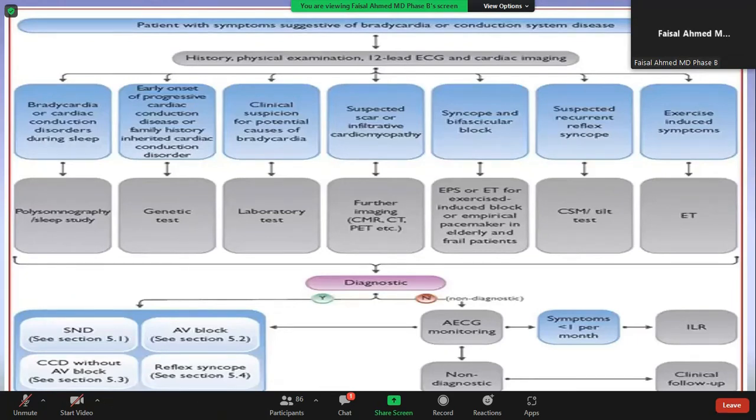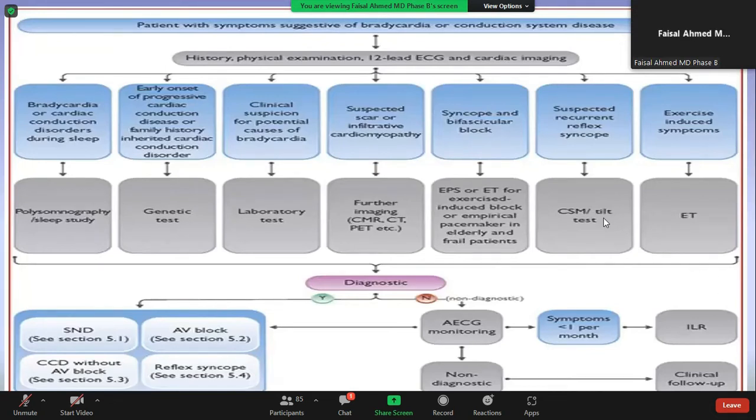We should check serum calcium, serum electrolytes, and we should also do autoimmune screening and some tests to exclude diseases like sarcoidosis. And if you are suspecting the patient has pre-existing cardiac disease, we should do cardiac MRI, CT, or PET scan to exclude infiltrative disorders. If the patient is presenting with syncope with bifascicular block, we should evaluate this patient with EPS study or exercise test, if we are not already planning to do empirical pacemaker insertion in case of an older patient.